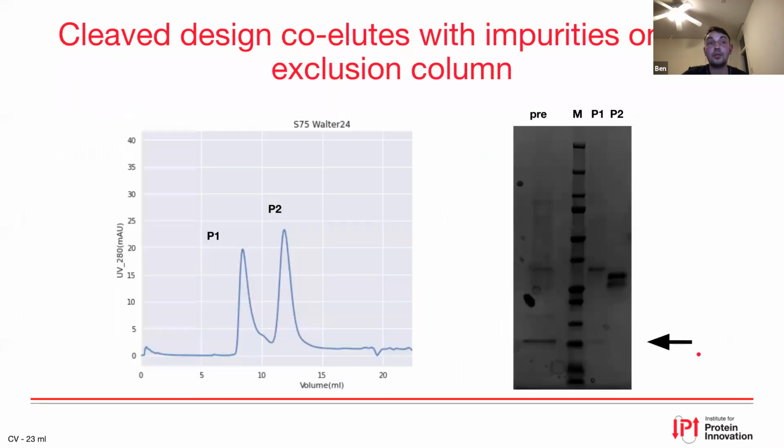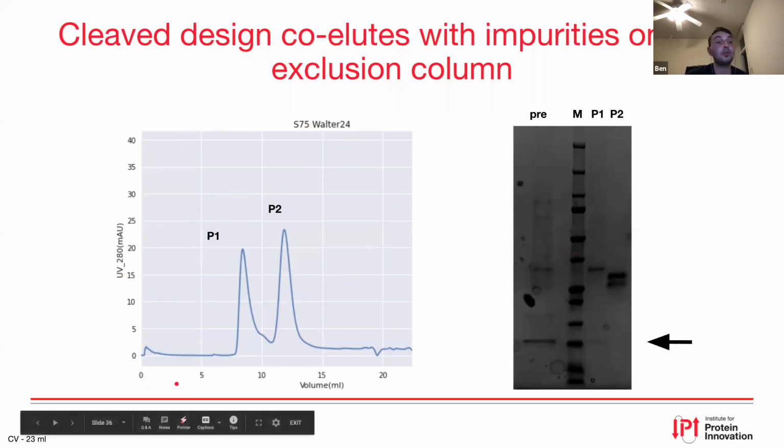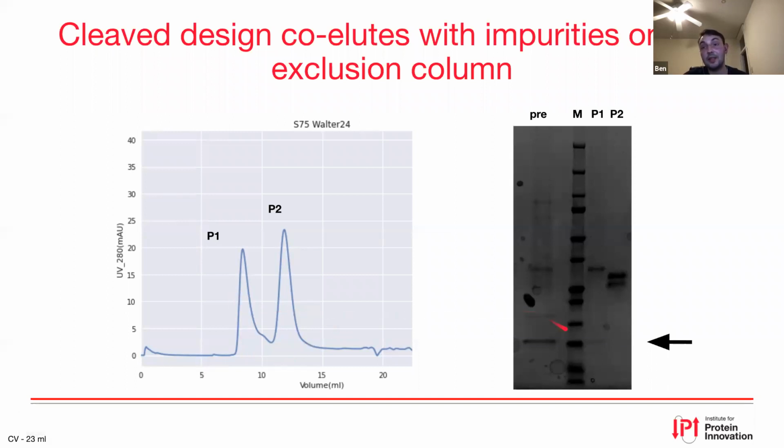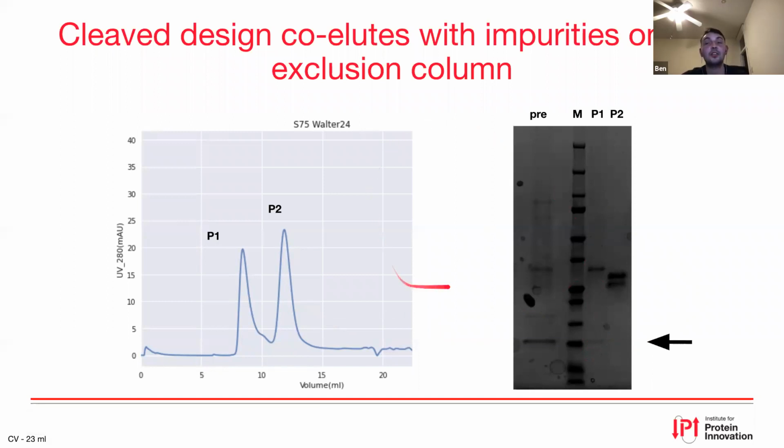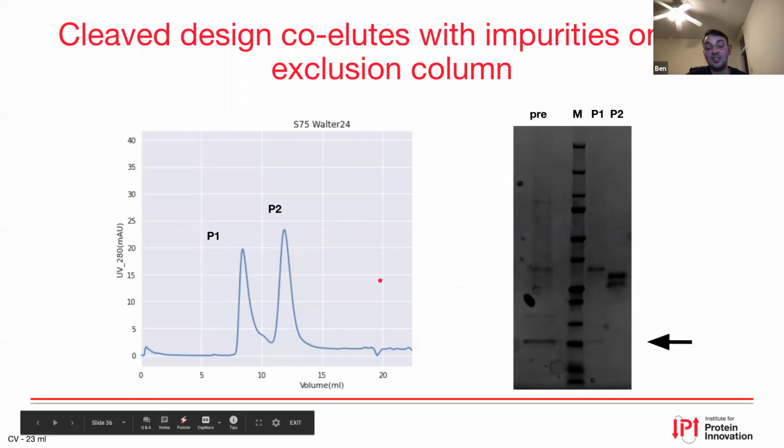So I tried to separate that by size exclusion. Here I'm going to show you a size exclusion profile of an analytical column. And so I get 2 peaks. And it seems that the design is not that easy to see on this gel, but seems to co-elute with the first, uncleaved protein. I never observed any aggregation or anything in my samples, so I just assumed that they might be a bit sticky.